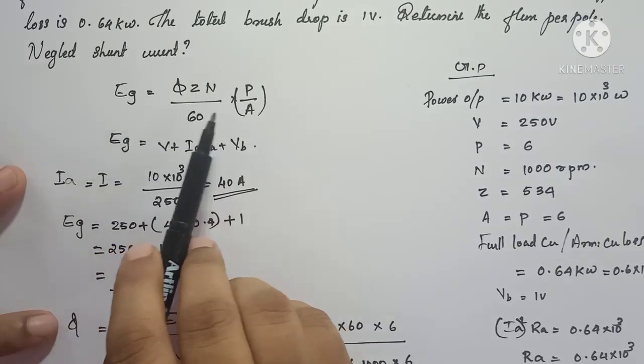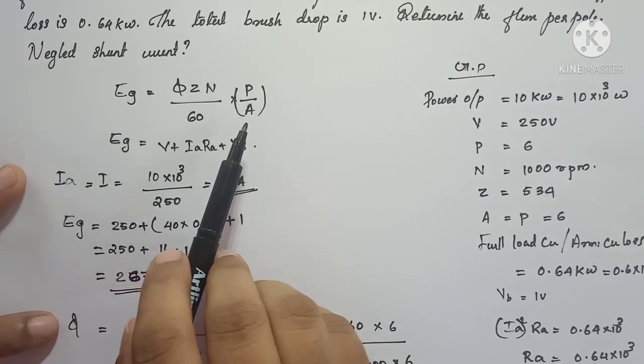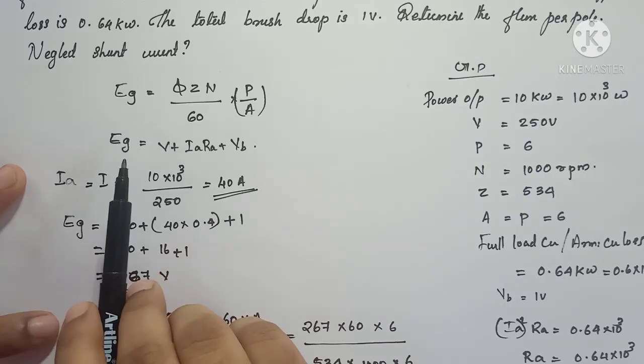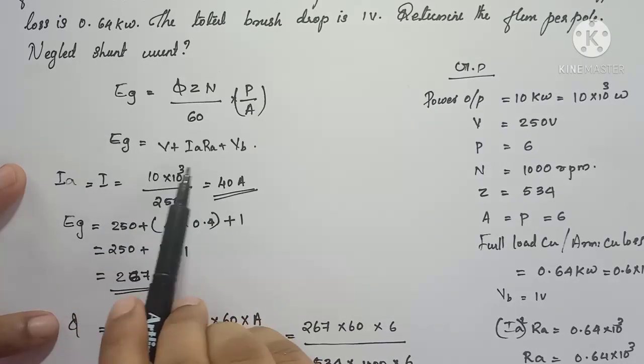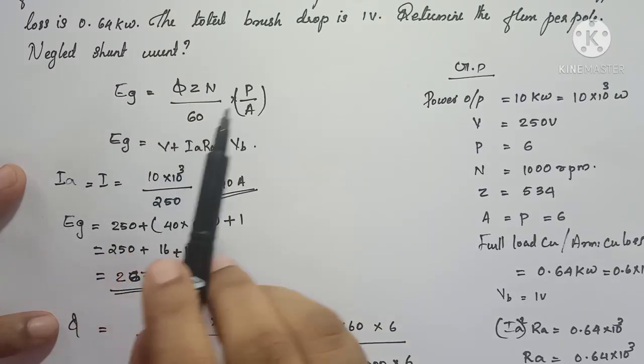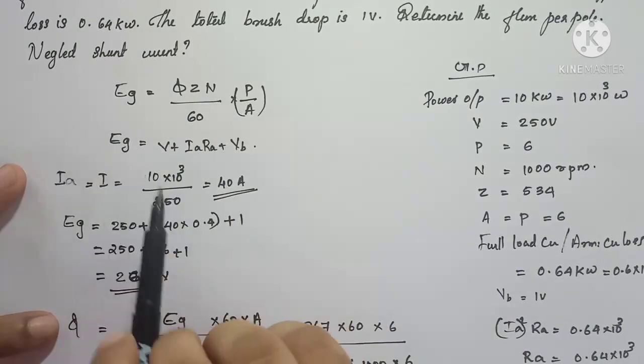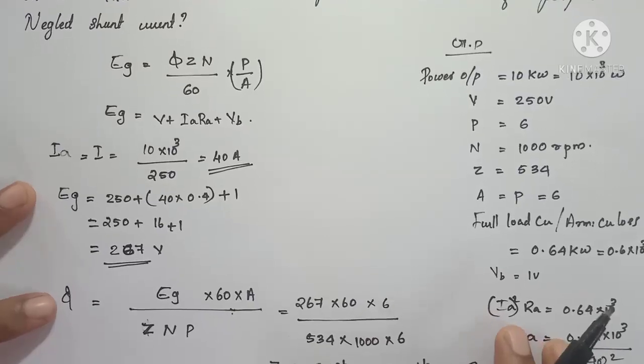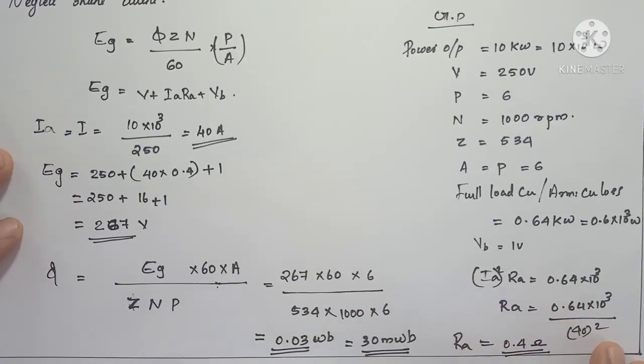Eg is equal to phi Z N P by 60 into P by A. If Eg is not given, then we can use this formula to find out Eg. If other terms are already given, then we can solve this problem by this method. Okay.